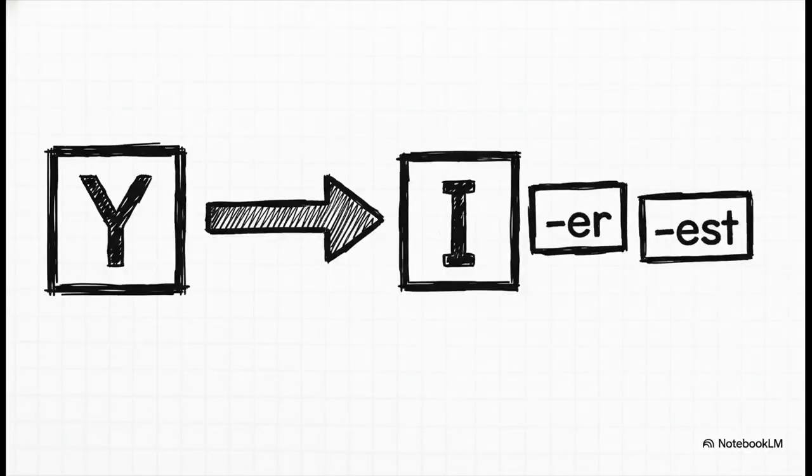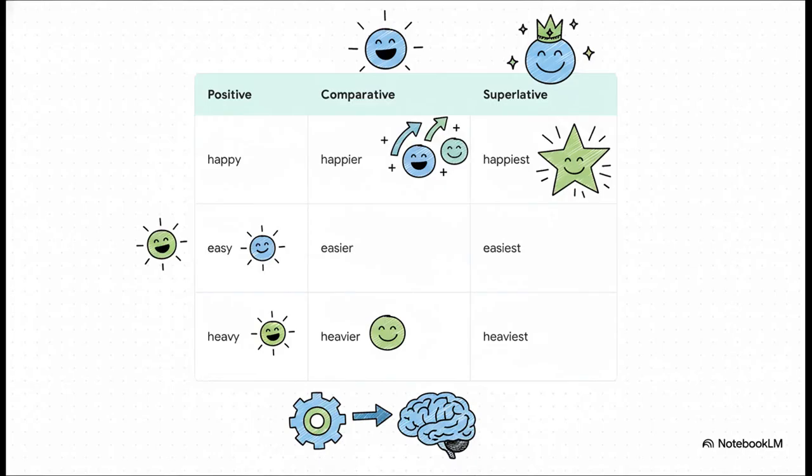Okay, our next tool is for any word that ends with the letter Y. The rule here is also really straightforward. You just change that Y to an I before you add on your ER or EST ending. So, happy turns into happier and happiest. Easy becomes easier and easiest. And heavy becomes heavier and heaviest. Again, once you know the rule, it just becomes second nature.